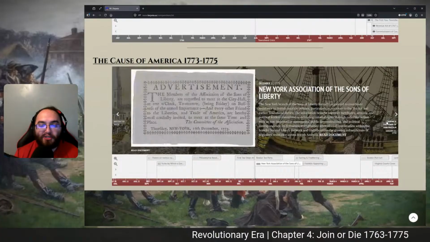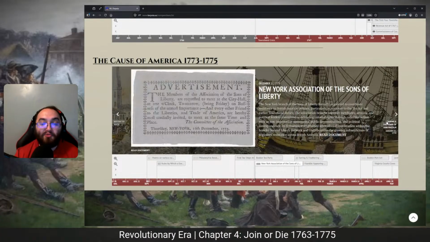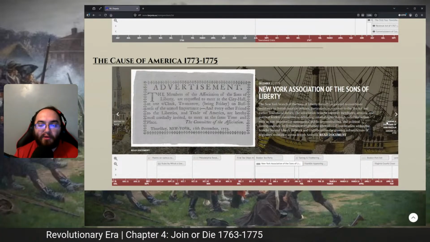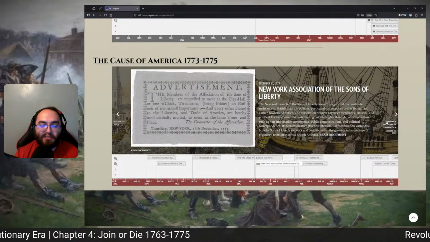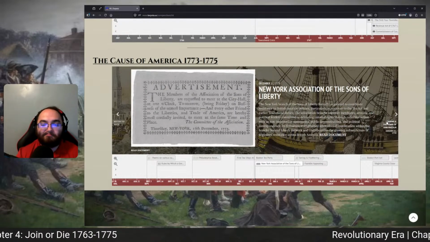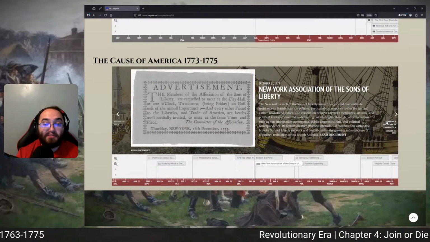New York Association of the Sons of Liberty. So the New York branch of the Sons of Liberty formally organized to coordinate resistance to British tax policy, specifically the tea tax.